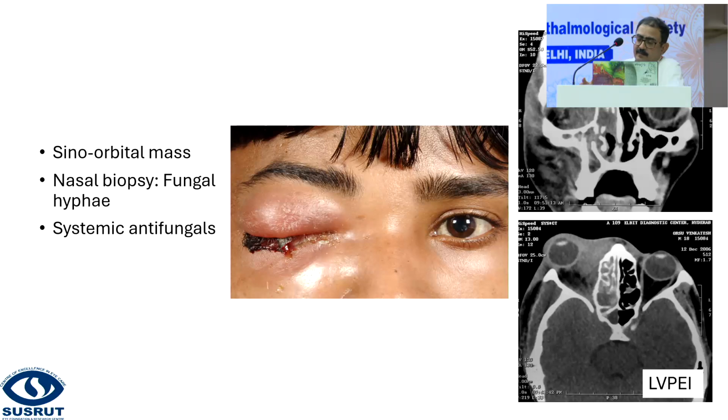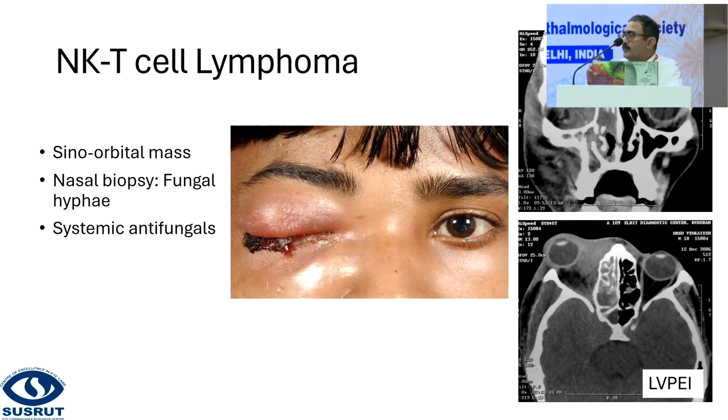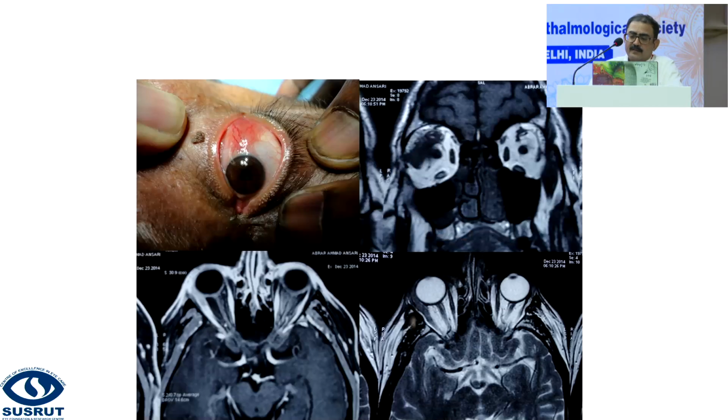He had hyphae there, but he kept getting worse on antifungals. So we went ahead and did a deep orbital biopsy, and this turned out to be a very aggressive lymphoma. This was a natural killer T-cell lymphoma, and this patient died about 2 weeks after the biopsy because of CNS manifestations.